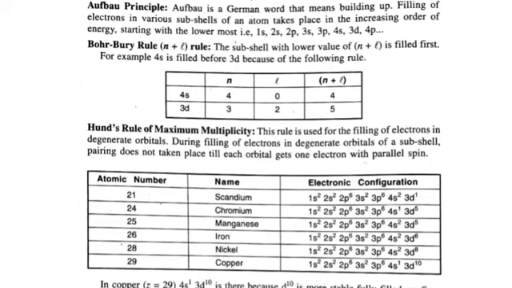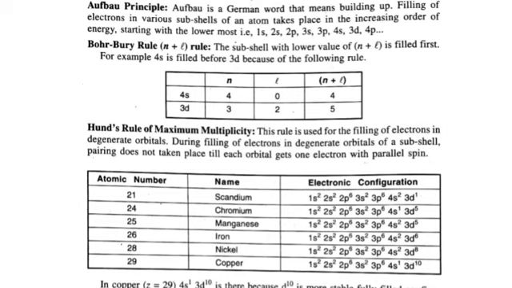Hund's rule of maximum multiplicity. This rule is used for the filling of electrons in degenerate orbitals. During filling of electrons in degenerate orbitals of a subshell, pairing does not take place till each orbital gets 1 electron with parallel spin.